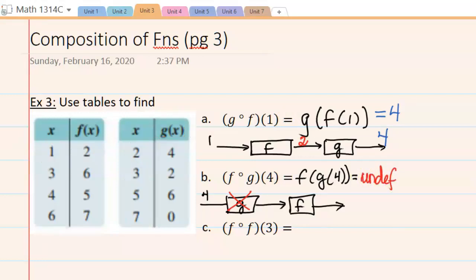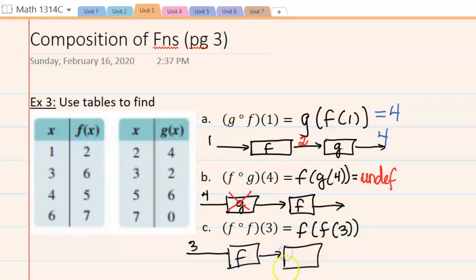Let's go to part C. Here we need to find f of f of 3, written as f(f(3)). This means that we will put 3 into the f box, and whatever comes out will go into another f box, and whatever comes out of that is the answer. Putting 3 into the f box, from the table values for the f function, we see that f of 3 is 6. So 6 comes out of the first f box and into the second f box. Now we find f of 6, which is 7. So 7 is our answer.